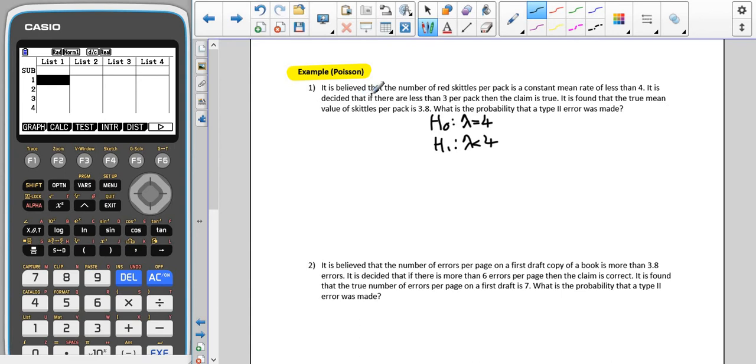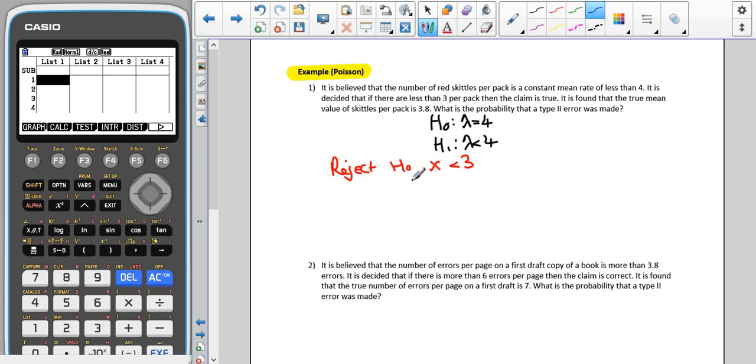It is decided that if there are less than 3 per pack, the claim is true. So that means that we have been told that we are going to reject H0 when x is less than 3. And then we're saying that it is later found that the true mean is 3.8. Find the probability of making a type 2 error.